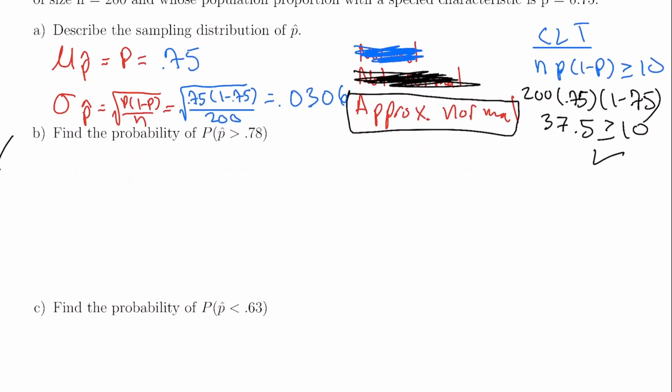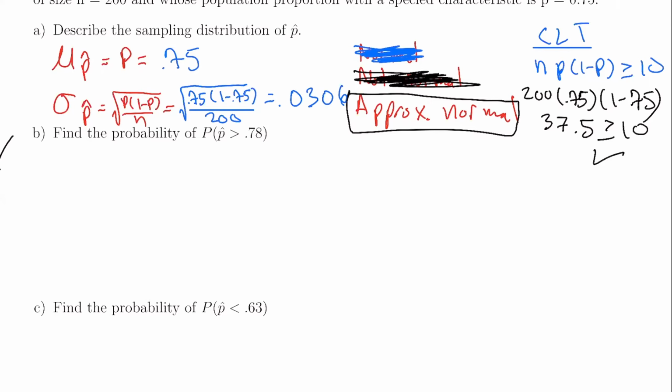For part B, we're going to find the probability of p hat being greater than 0.78. So you're saying if we have a population proportion of 0.75, what's the probability that if we gather a sample, that sample will have a proportion of 78% or higher? We want to find the likelihood of that occurring.